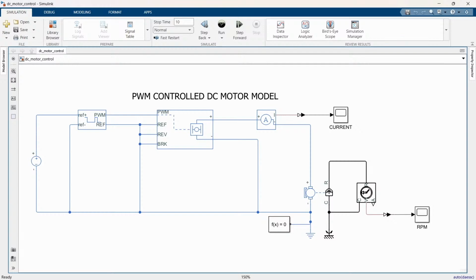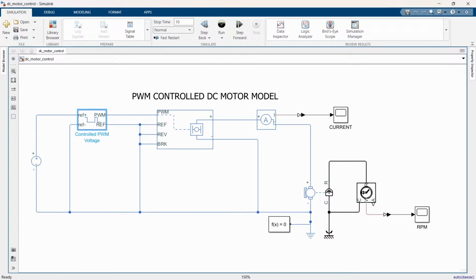So finally we have the scope block. Do you have any doubt in this? So this is the entire model. Before I run the simulation, if you have any doubt, please mention it in the chat box.